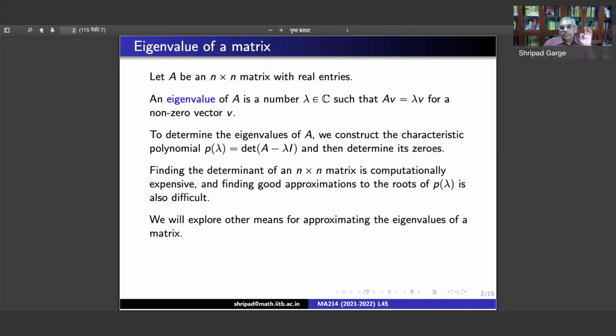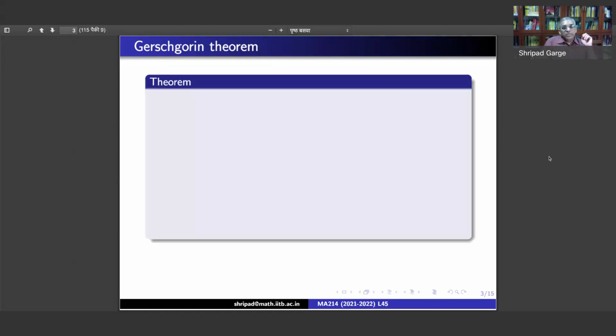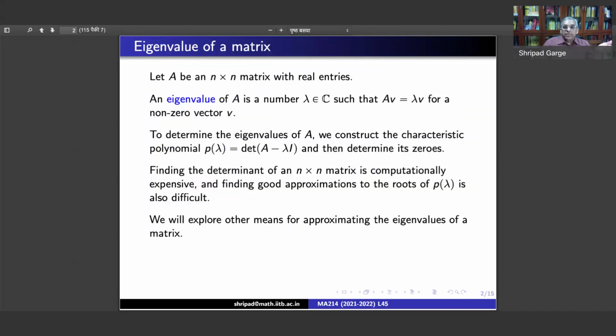The very first theorem that we encounter in this direction is the Gershgorin theorem. It's a very interesting theorem. The proof is also quite interesting, but we will not be doing the proof in this course. In the previous slide, we started with a matrix with real entries. However, the polynomial P of lambda will be a polynomial with real coefficients, and its roots may be real numbers, or they may be non-real complex numbers.